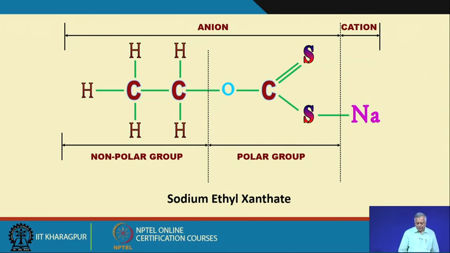This is an example of that, called sodium ethyl xanthate. See that again the cationic part is the sodium. This is the polar part and this is the non-polar part. You see that there are structural changes. It now has 2 carbon atoms and here you have 2 sulfur atoms. So, this is another group of your collectors. This is also very popular. It is called sodium ethyl xanthate.